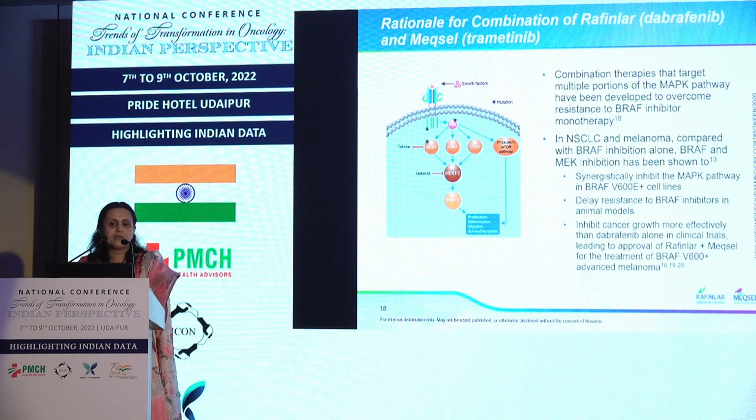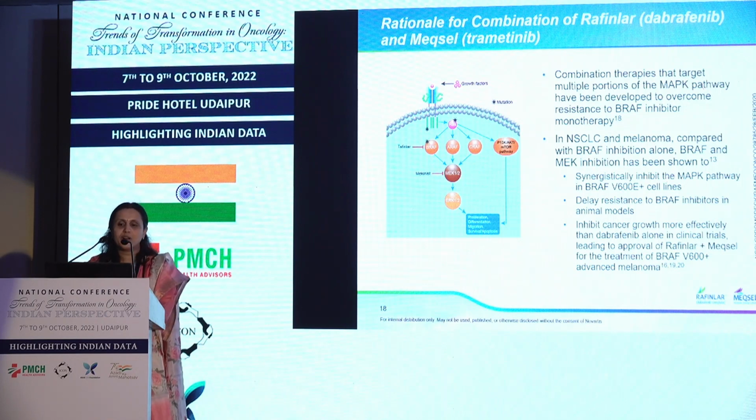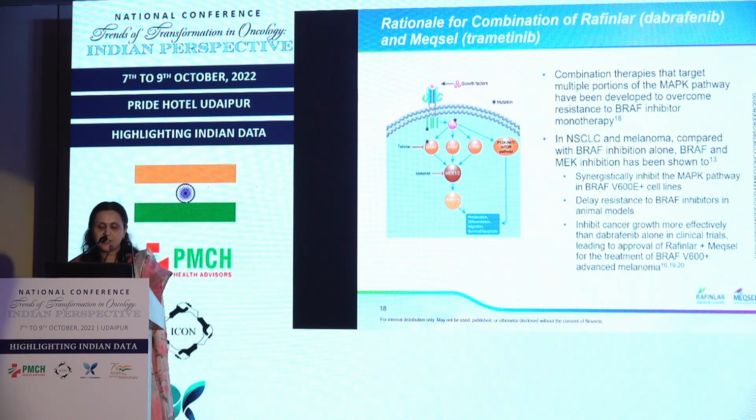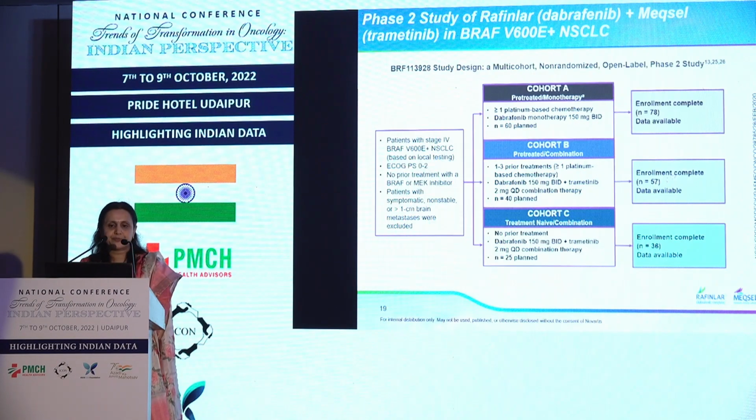So what is the rationale of this combination? Why do we use a doublet? As was seen in the studies in melanoma, using a single drug can lead to resistance and the activity of a single drug is less. So a double drug delays resistance, and they both act synergistically in BRAF positive cases.